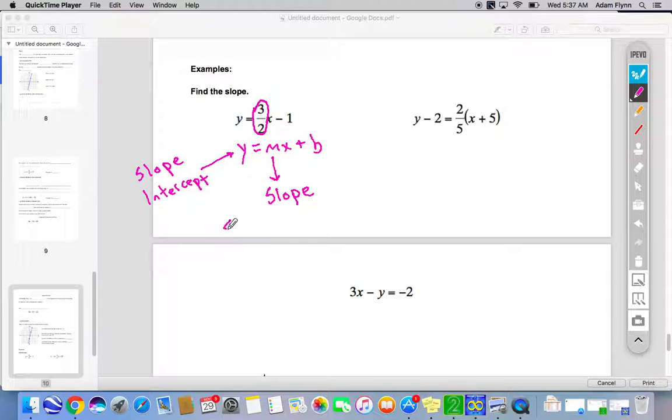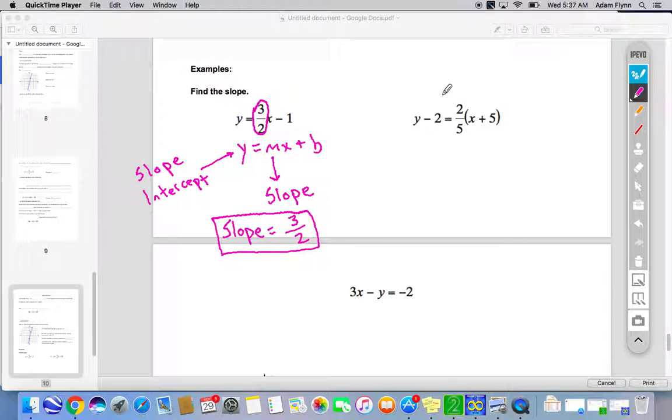So I will write slope equals 3 over 2. And you are allowed to just leave it like that as an improper fraction. Okay, great. Let's move on to the next one.